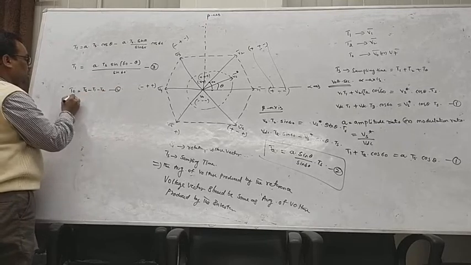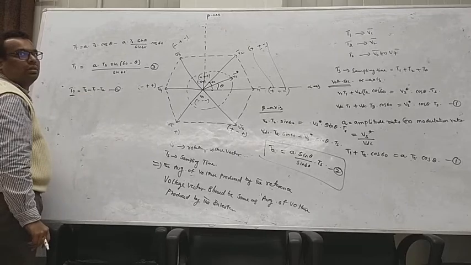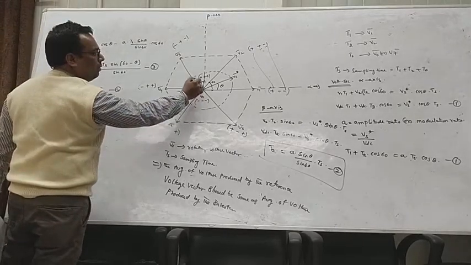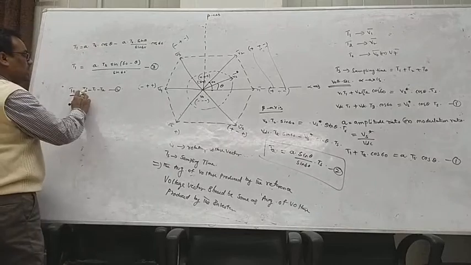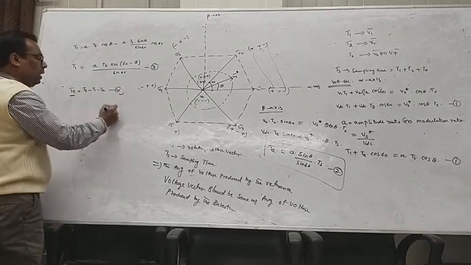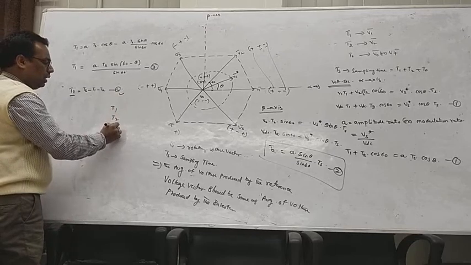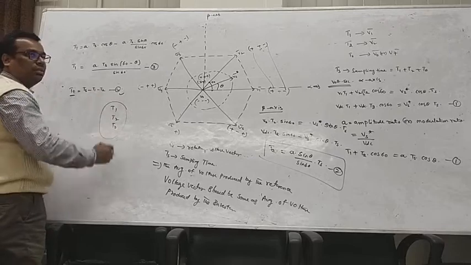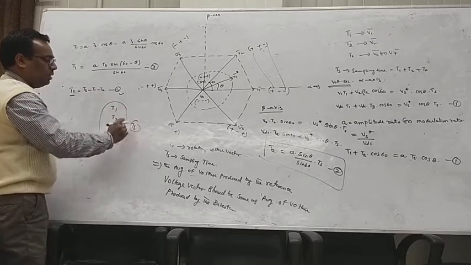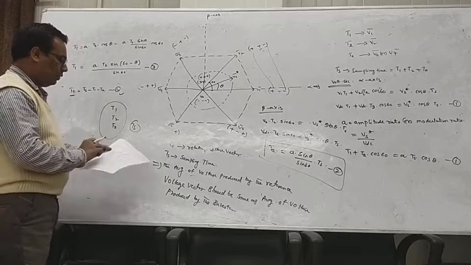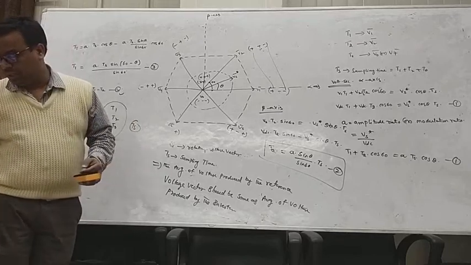So T0 is when we are applying the zero vectors V0 and V7, so Ts minus T1 minus T2. Like this you are calculating the T1, T2 and T0 values. So you are calculating the sampling times. With this you are calculating Ts. And now let us see the minimum switching sequence.